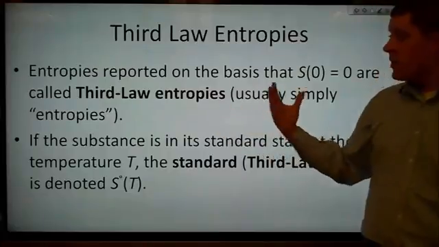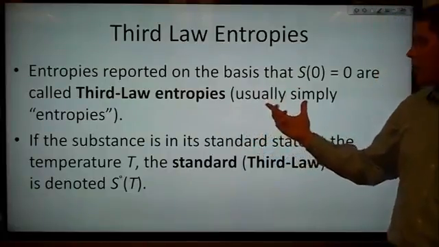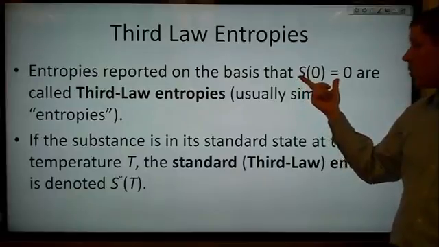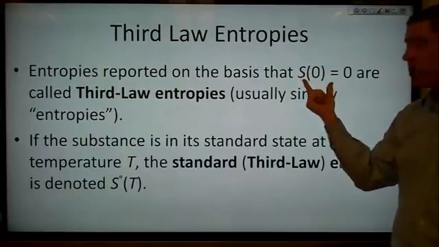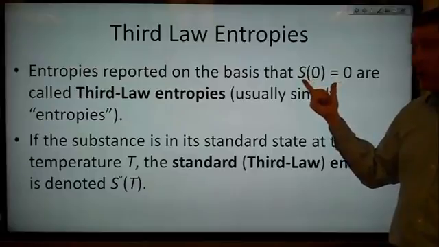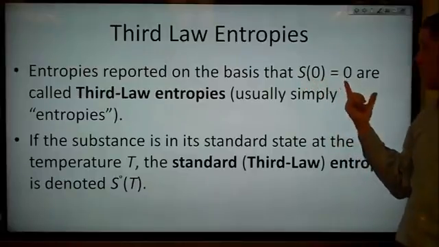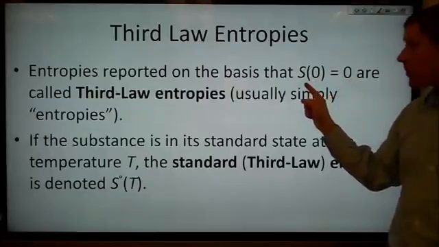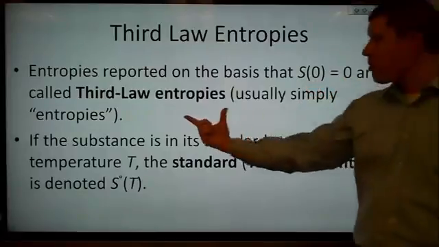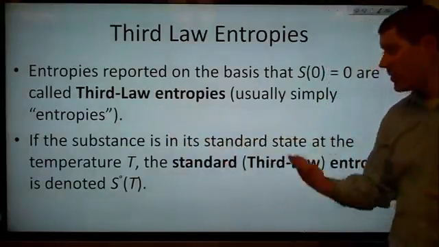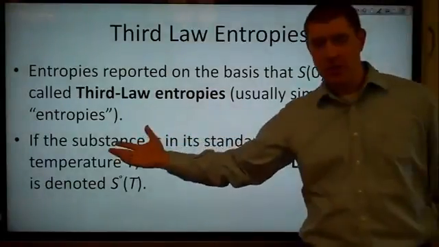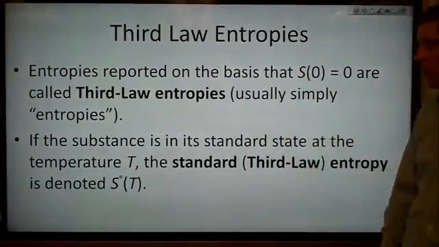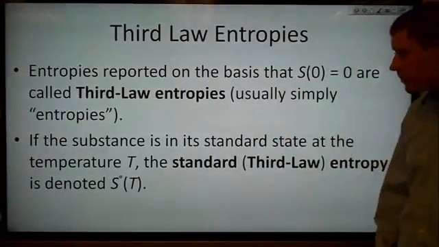All right, so we typically report entropies on the basis that the entropy is at T equals 0. So that's what this S0 means. We're at absolute 0 for our entropy as being equal to 0. So the entropy is 0 at absolute 0. We call those third law entropies. And usually we simplify this to just say entropies. That's the assumption that we make when we just say entropies. We're assuming that we're talking about third law entropies where the 0 is at absolute 0.